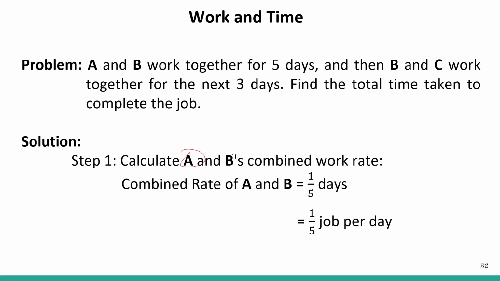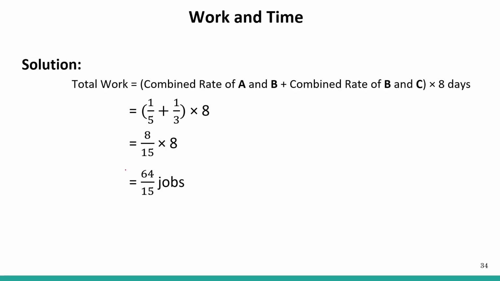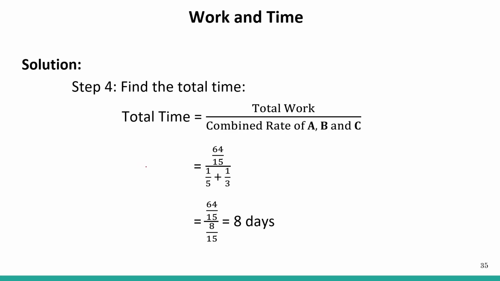So calculate A, B combined work rate. Combined work rate of A and B is equal to 1 by 5 days, which is equal to 0.2. So calculate B and C combined work rate. So combined work rate of B and C is 1 by 3 days. Total work is equal to combined rate of A and B plus combined rate of B and C, right, into 8 days. So 1 by 5 plus 1 by 3 into 8. Because in 1 day they finish this much, they finish this much. So 8 by 15 into 8 is equal to what? 64 by 15 jobs.